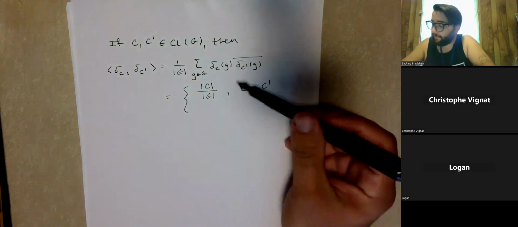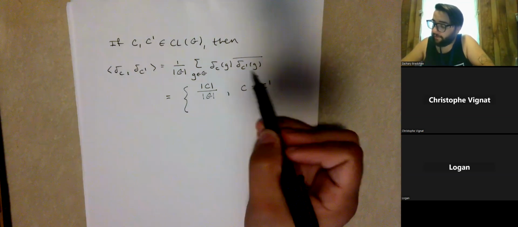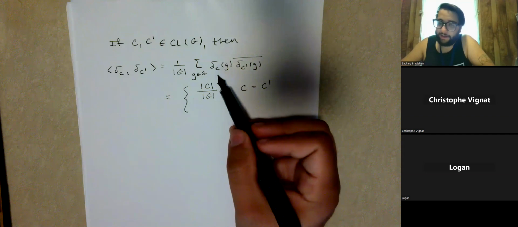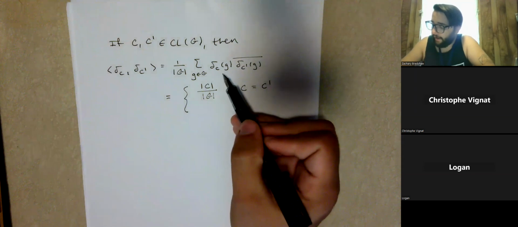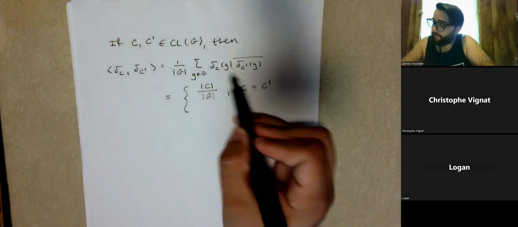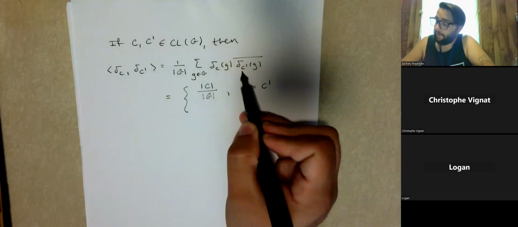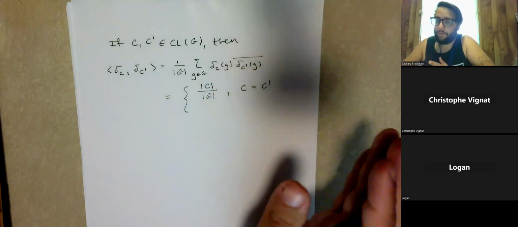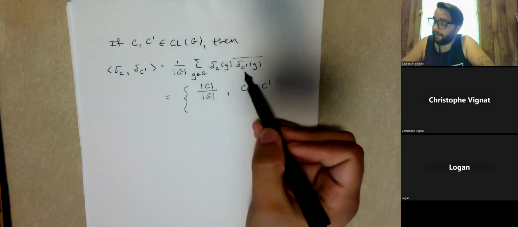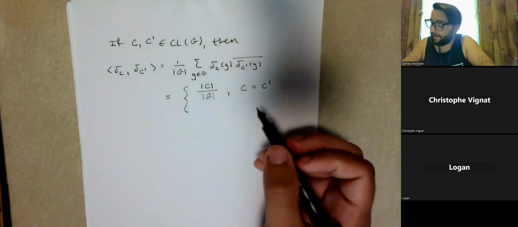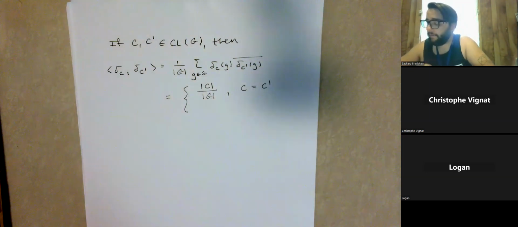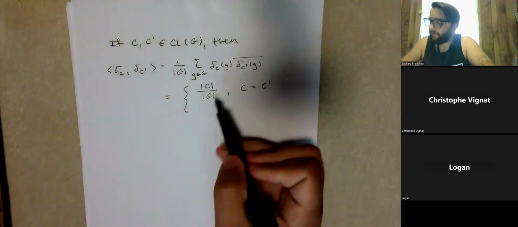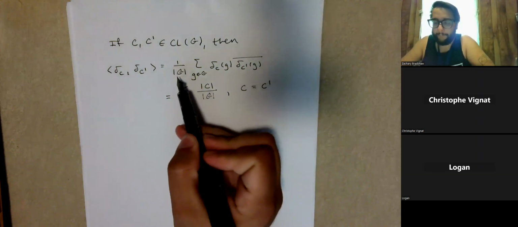So if C is equal to C prime, notice that we're plugging in the same group element here. We know that the conjugacy classes are disjoint from each other. And that means that if these conjugacy classes are the same, then both of these functions will be either 1 or 0. In the event that g is in the conjugacy class, we get 1. How many times does that happen? Well, the number of elements in the conjugacy class is the number of times that happens. And this order of G here just comes from the order of G over here.